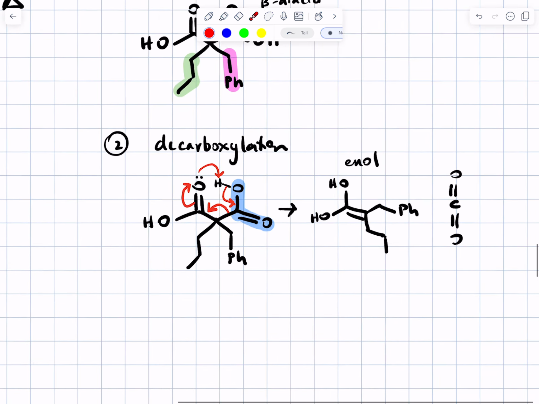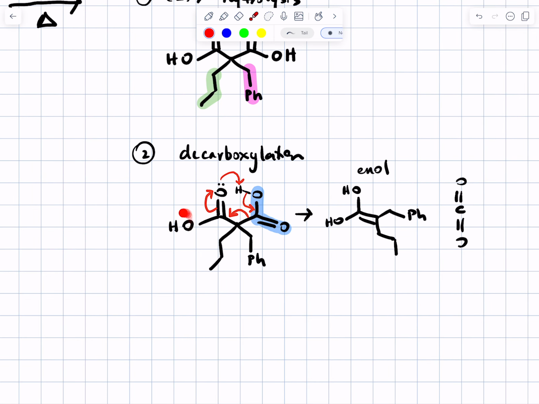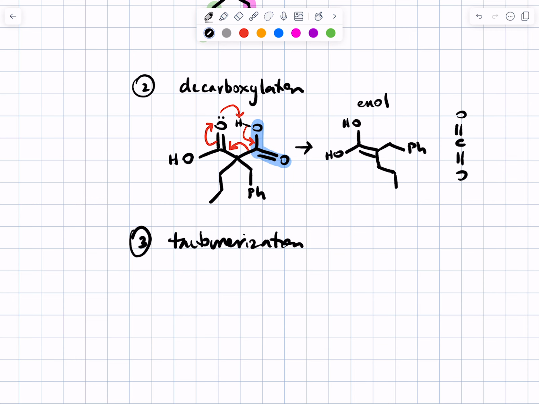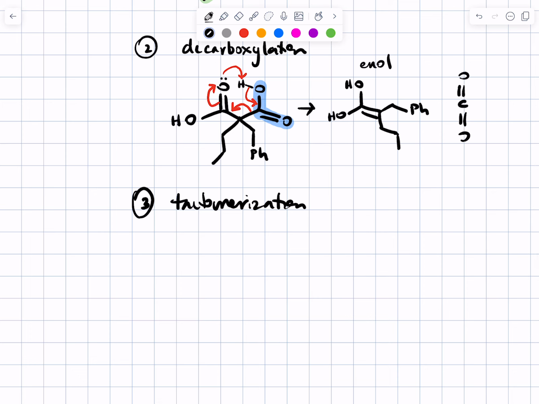If you go back in your notes and compare, for the acetoacetic ester synthesis, this used to be a methyl group, but now it's an OH group. That doesn't change anything. The decarboxylation happens in exactly the same way. And then finally, the last step is tautomerization. And I won't draw the mechanism for this. I'll just draw for you the final product.